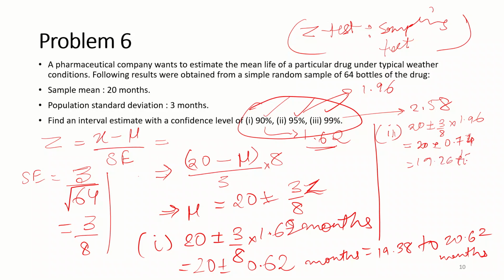Plus 20.70. So at 99% it is 0.967 plus or minus 0.920 plus or minus 0.967. What was the value? 0.967. 0.96. Okay.